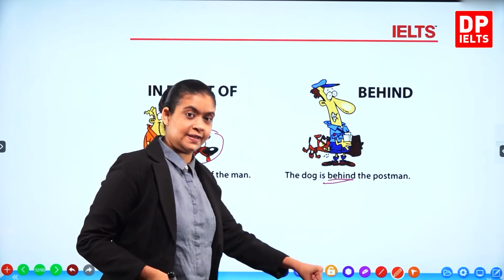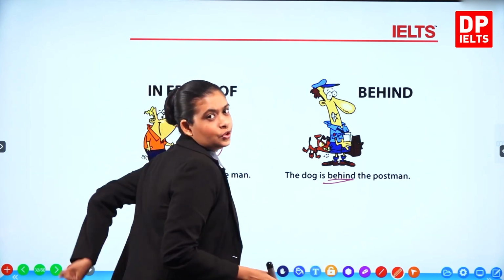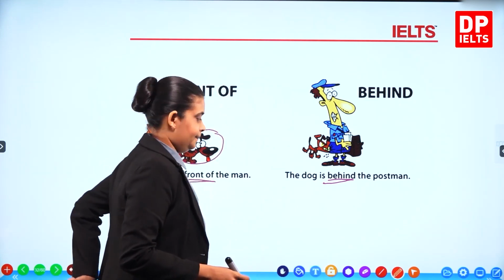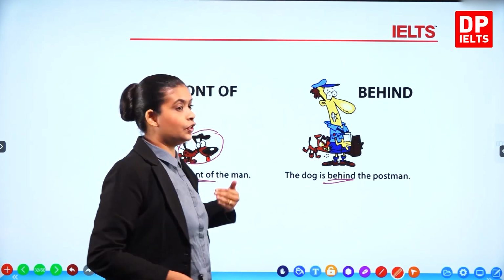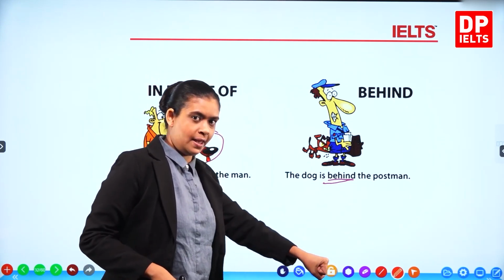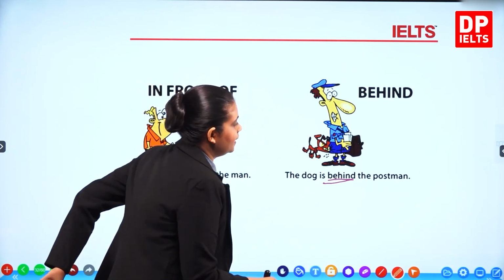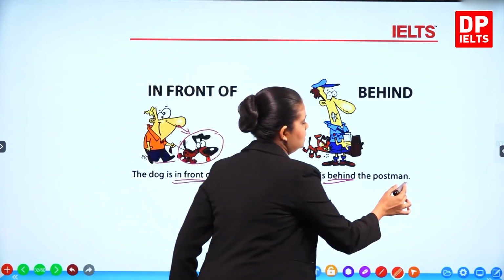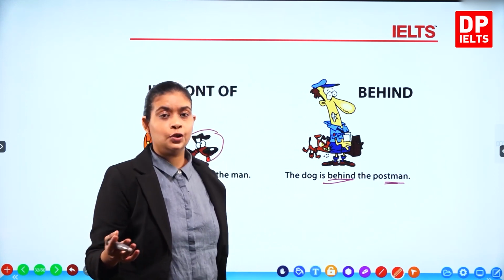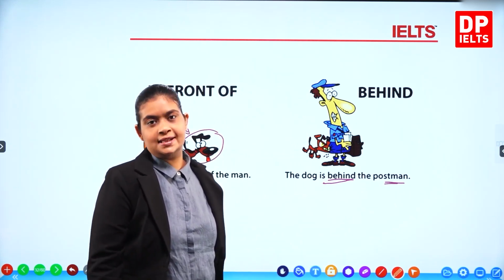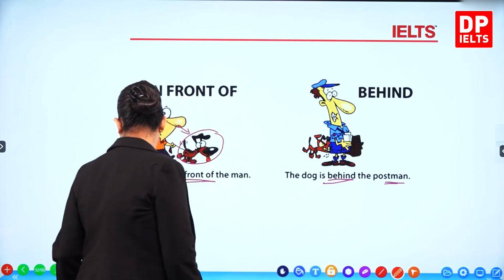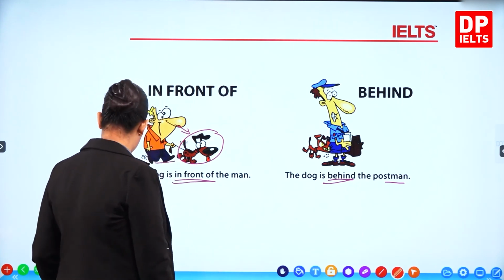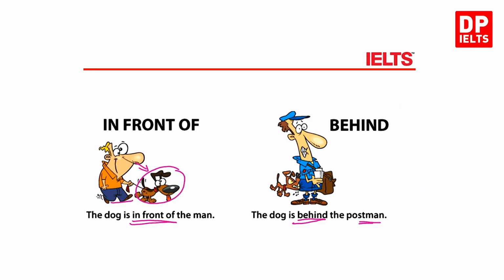The dog is in front of me. The dog is behind me. So if this is the man, the dog is in front of the man. The dog is behind the postman. Who is the postman? A person who delivers letters, right? So he is behind the postman. The dog is behind the postman.